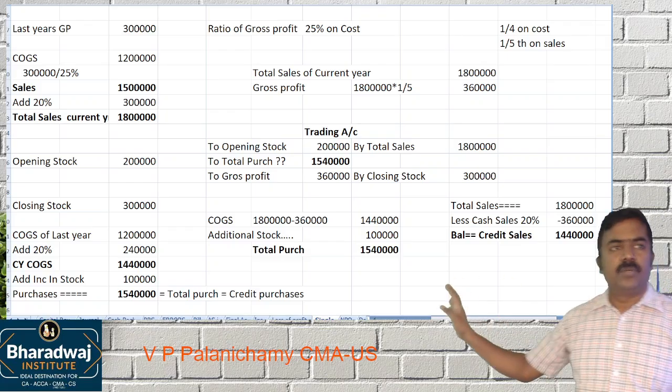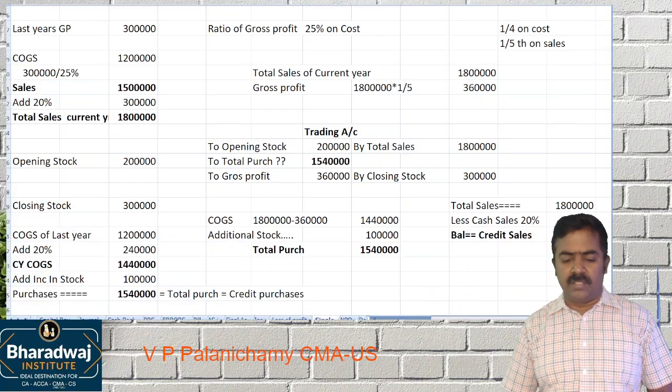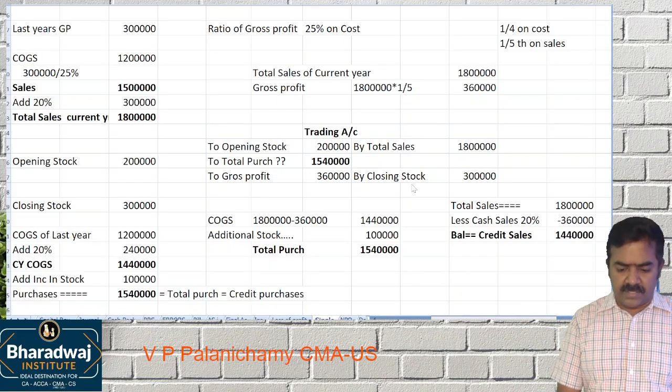Have you taken up this or another? Any one method is sufficient. There is no need to work out all three or four methods. Any one method is sufficient.